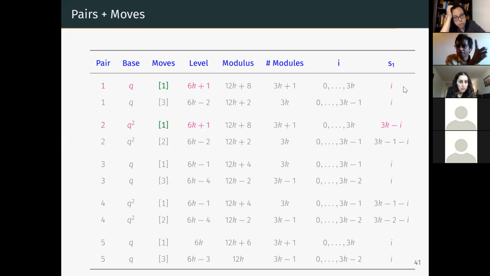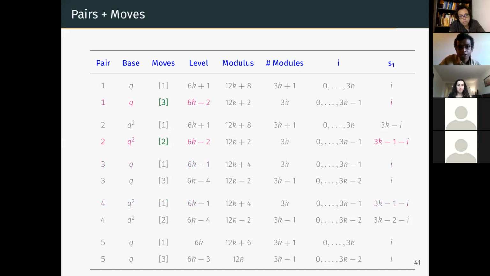The first pair enumerates the modules in one way. The second pair enumerates the modules exactly in the opposite way. Yeah, because S1, which is one of the characterizing integers for the module, is 3k minus I now. That holds for 6k minus 1 as well. It's explained separately by pair 3 and 4. Again, same phenomenon. One enumerates the modules this way, the other one the opposite way.